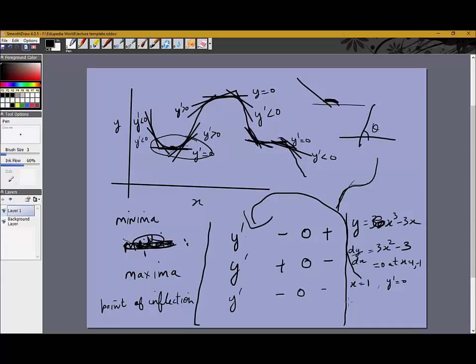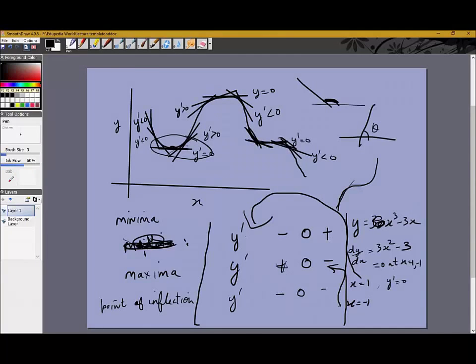Similarly, at x is equal to minus 1, if x is slightly smaller than minus 1, then this term will be positive because x square will be slightly greater than 1. And if x is slightly greater than minus 1, this will be negative because x square will be slightly smaller than 1. So for the case of minus 1, y dash goes from positive to 0 to negative. So x is equal to 1 was the minima and x is equal to minus 1 is the maxima.